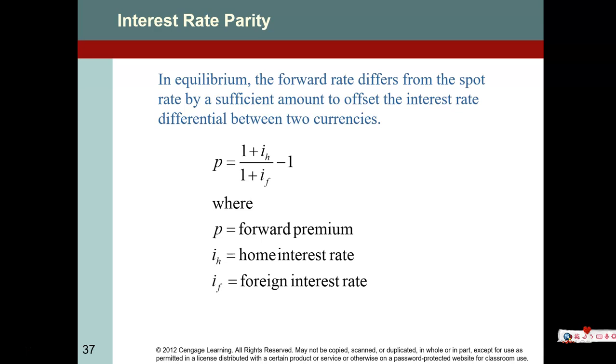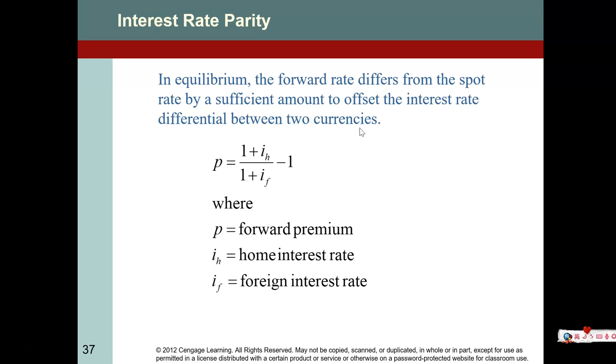Hi class, so in the first three videos for chapter 7, we've discussed locational arbitrage, triangular arbitrage, and covered interest arbitrage. Okay, for chapter 7 part 4 video, we're going to talk about interest rate parity. In equilibrium, the forward rate differs from the spot rate by a sufficient amount to offset the interest rate differential between two currencies.